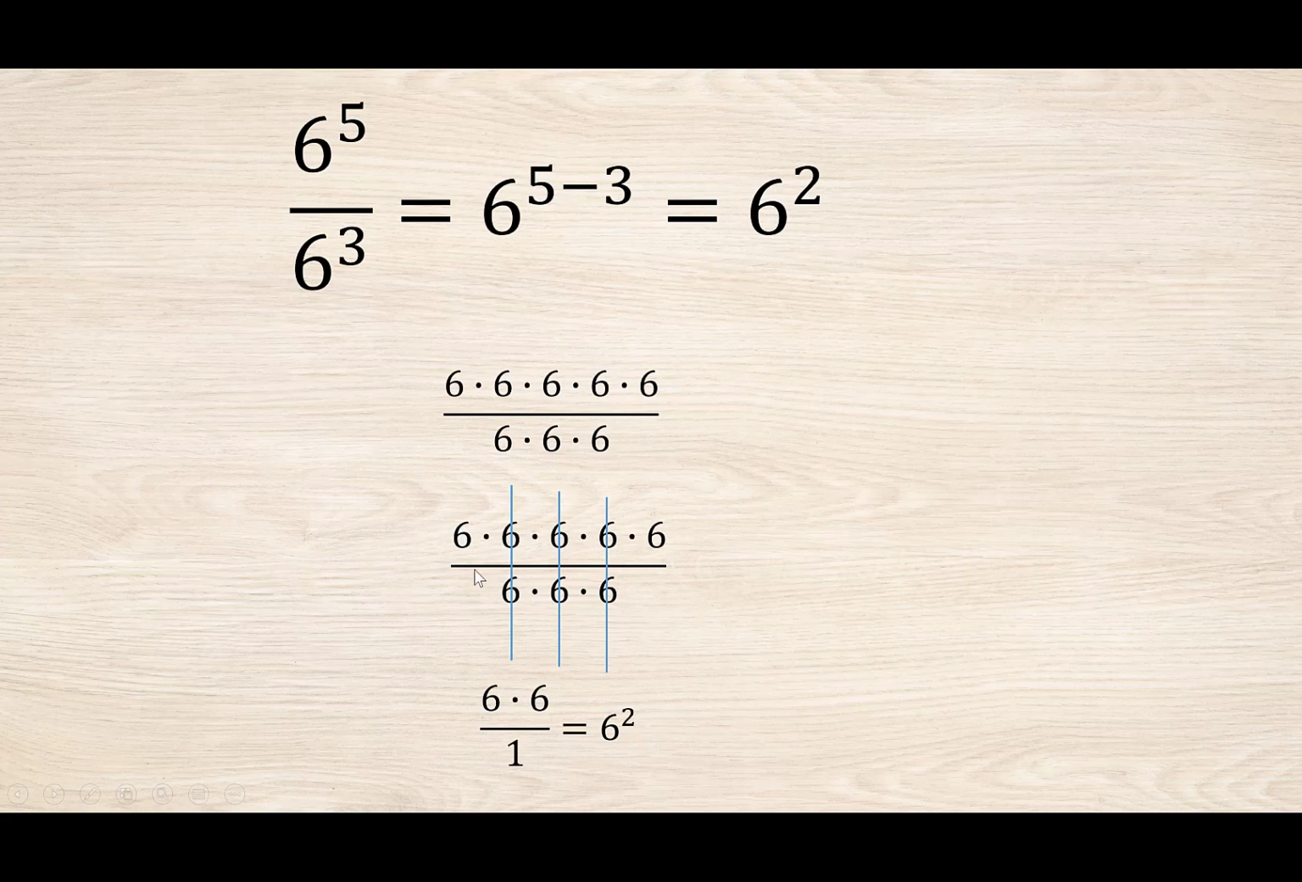So all I'm left with on the top is this 6 and this 6, so 6 times 6. There's nothing left on the bottom, so it's automatically a 1. It's not a 0. It's a 1, because remember, we're always secretly multiplying by 1. We just never write it. And so I've got 6 times 6, which is 6 squared. Yes, it is also 36, but 6 squared is where we're going for this example.